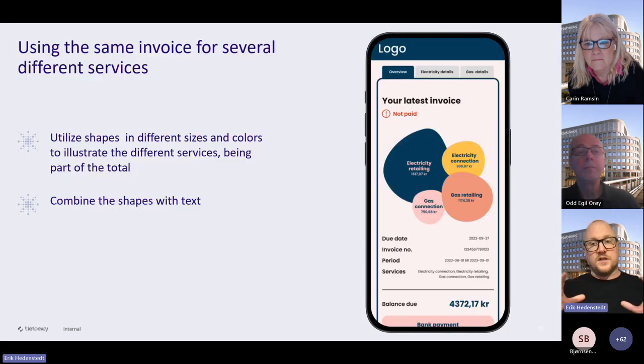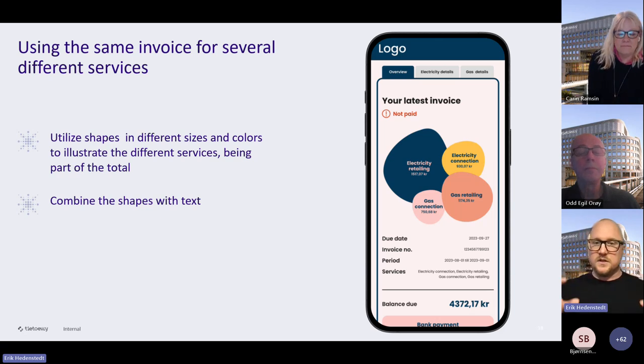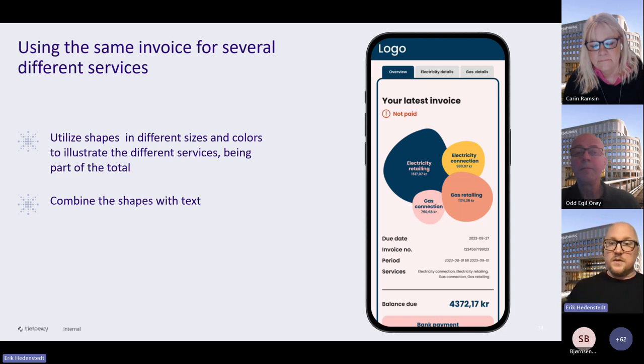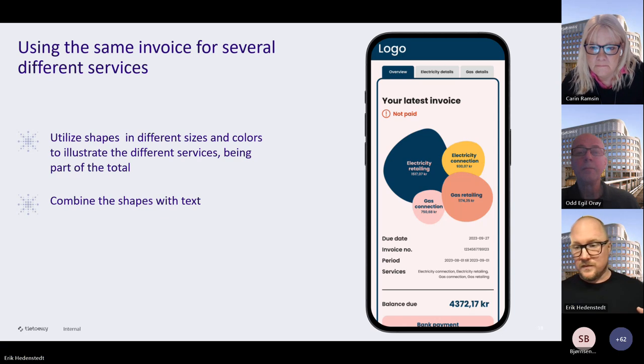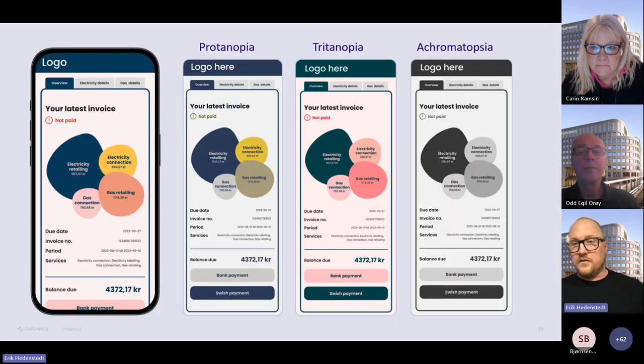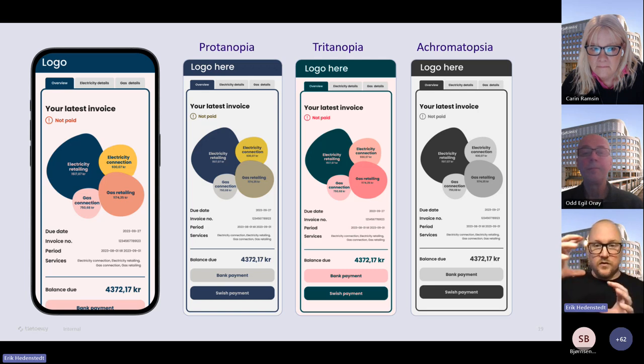Instead, we can use different shapes, sizes, and colors to illustrate the different parts of this invoice. It's also good to combine the shapes with text labels to further show what's what. Since we use the same colors in this design, like in the pie charts, it's still hard to see the difference in colors between electricity connection and gas connection. But it still works because we've added labels on them and made the bubbles different sizes and moved them apart. This is why we need to work with both shapes, colors, and text to communicate.